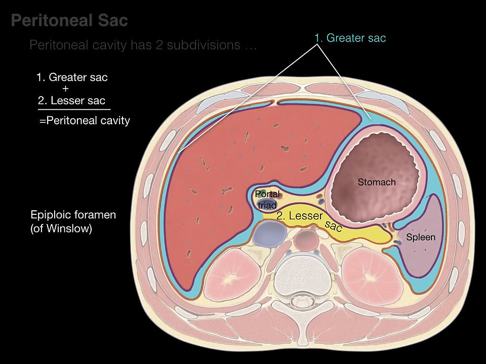Now, the communication between the greater and lesser sac is through an opening called the epiploic foramen of Winslow. And it's right there, lying deep to that free border of the portal triad of the lesser omentum. We also call that part of the lesser omentum the hepatoduodenal ligament, which I'll talk about more in a few minutes.